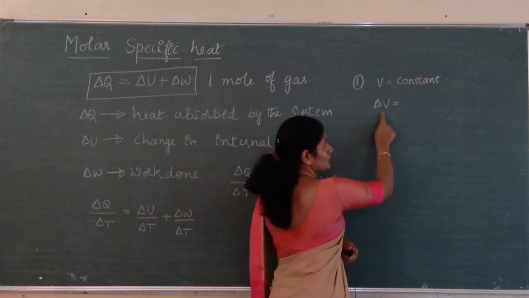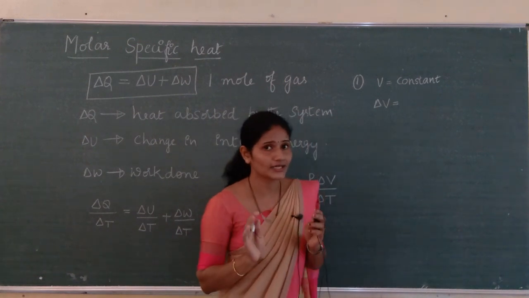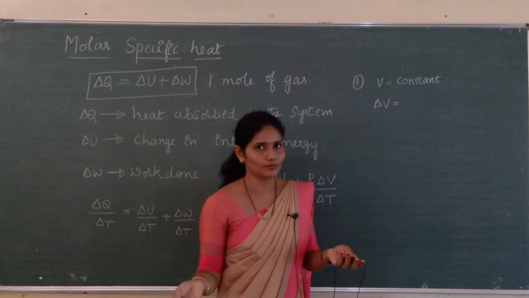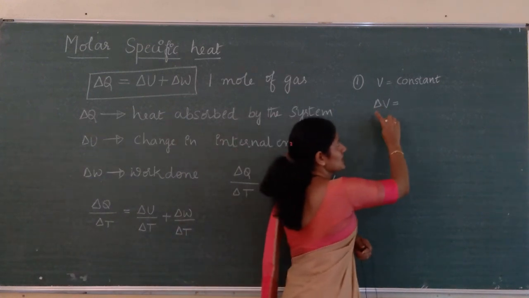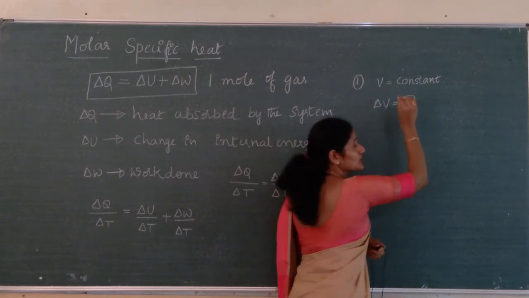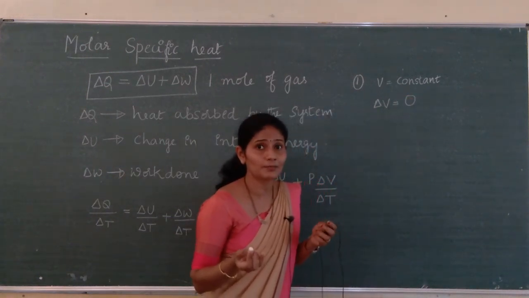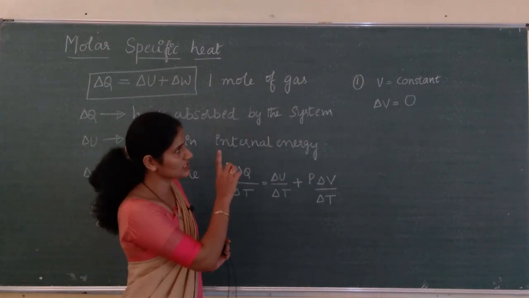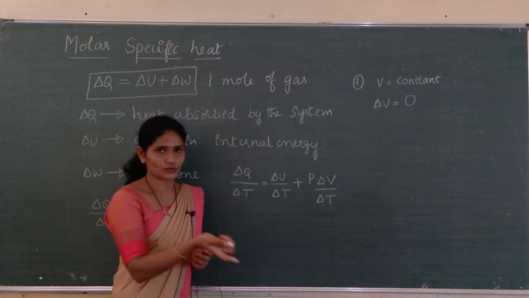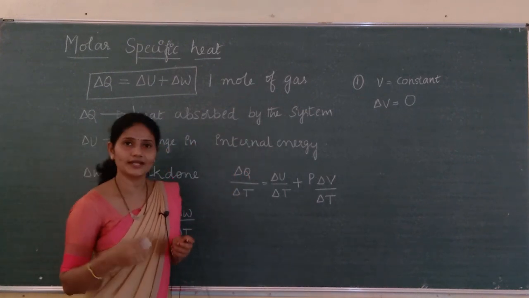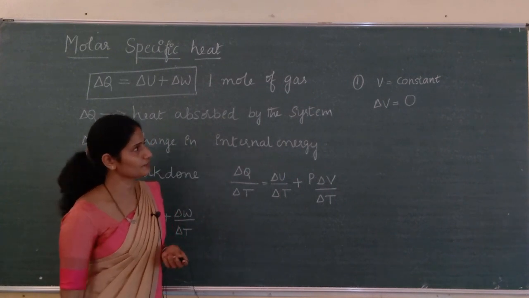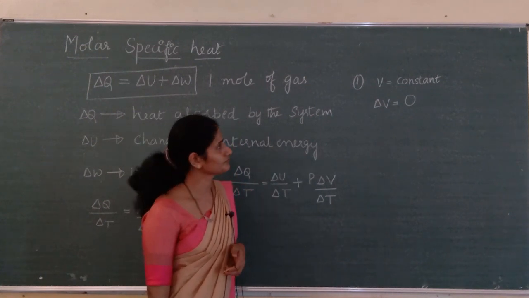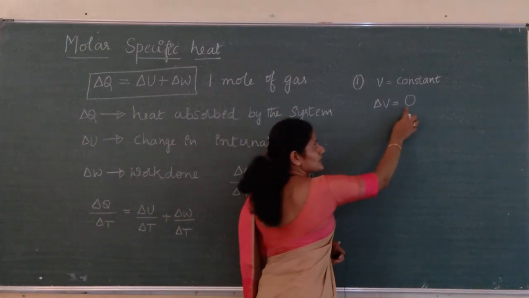We know that the volume of the system is constant, so the final volume and the initial volume both are the same. So the change in volume delta V is equal to 0. There is no change in volume of the system because the volume is fixed. Final minus initial is equal to 0. So change in volume is equal to 0. Delta V is equal to 0.